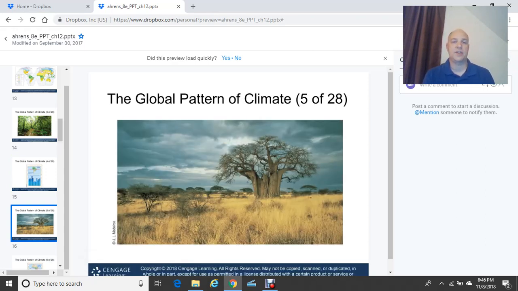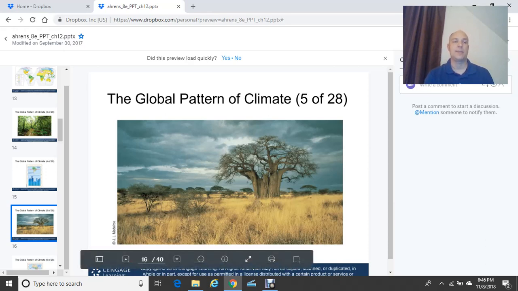Now look at something like this. If you were ever to go take an African safari, this may be some of the landscape you would see where all the wild animals are kind of just roaming these lands. This would be an example of a savanna type climate, a wet and dry type of climate.